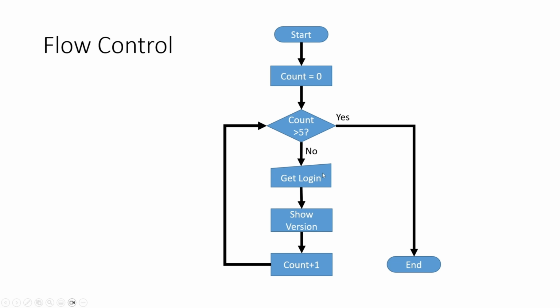We can get login information, we can execute the show version command, and then at the end we can increase the value of count by adding 1 to it. And then once we get to the end of our loop function here, we'll come back to the top and check the value of count again.